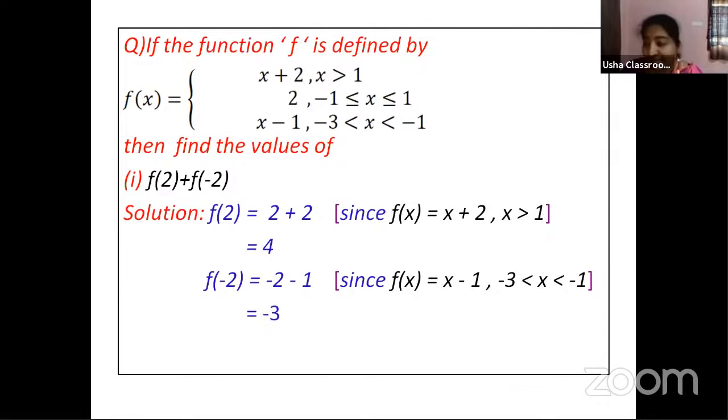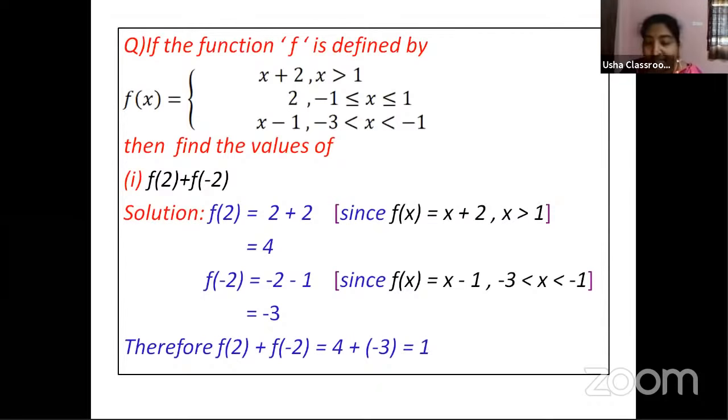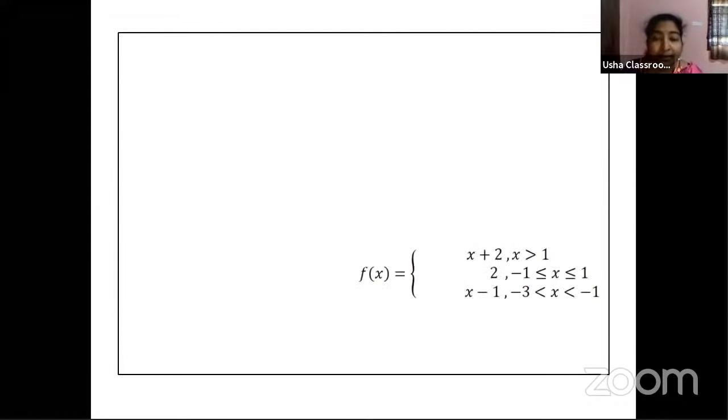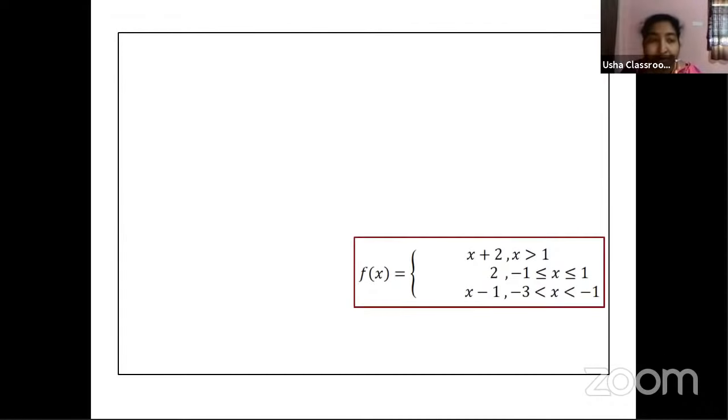Right? But what is it that he is asking in the question? F of 2 plus f of -2. So therefore, f of 2 plus f of -2 is equal to 4 plus -3, which is equal to 1. Hope this is clear. Right. Now, this is the function which is given to us, which is defined in this way, right?